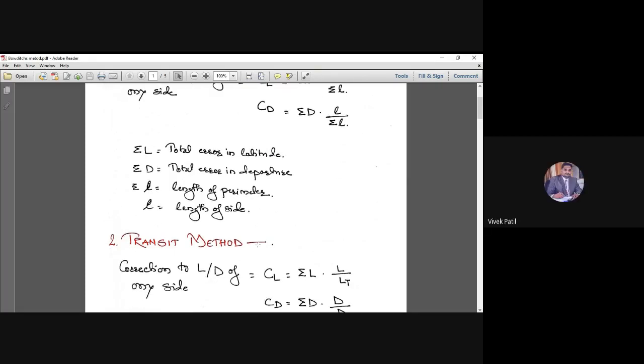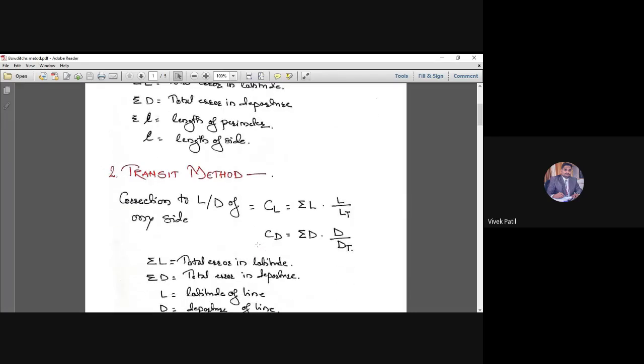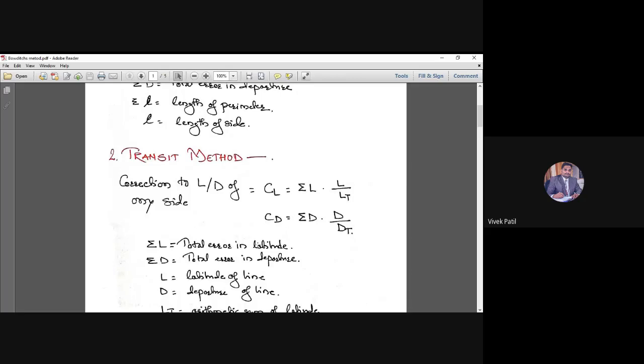Okay. So similarly, we have another method, that is the transit method. Similarly, we have the formula for correction for latitude as well as departure by the transit method. The correction for the latitude, CL, is given by the summation of latitude multiplied by the latitude of that particular side divided by LT. LT is nothing but the arithmetic sum of latitude.